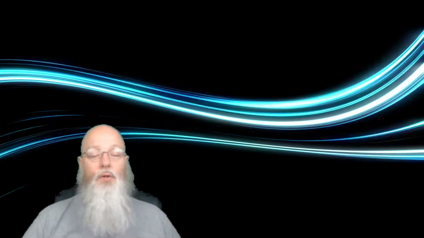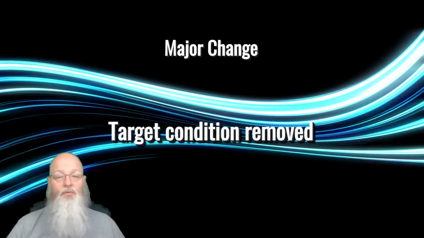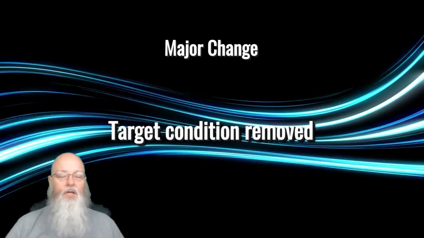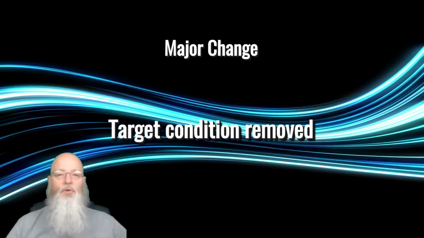In this video, I will describe the major changes to the IPC A-620D as compared to the revision C of that same document. From the beginning, you'll notice one major change. The target conditions have all been removed from the document. This is in keeping with the trend started by other document committees in those coming revisions.